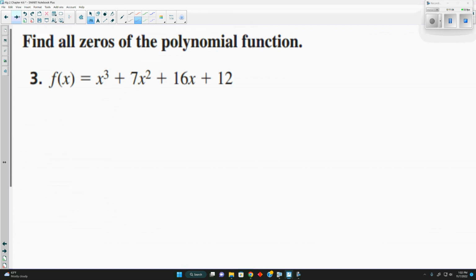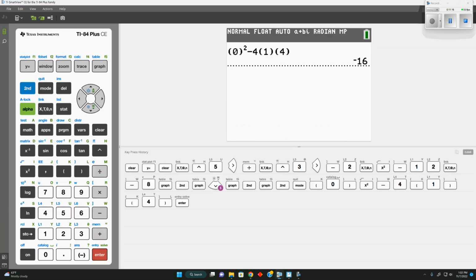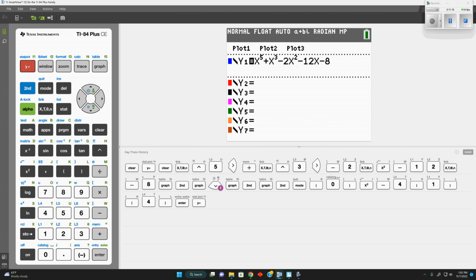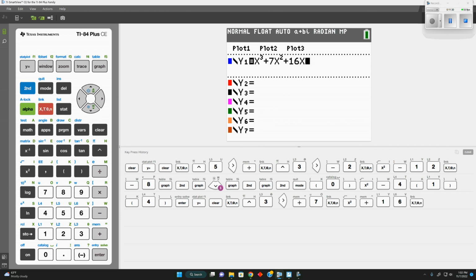Let's look at the next one. x cubed plus 7x squared plus 16x plus 12. So the first thing we can do is graph it. And we know how many solutions should we get for this function? 3. If we get 3 solutions, we know we are finished. We'll have all of them. But at most we should have 3.